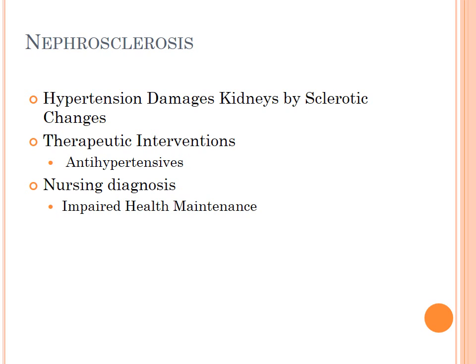Nephrosclerosis is when there's scarring, hardening of the kidneys, hardening of the arteries, and therefore damage of the kidneys due to those changes. So interventions are related to trying to decrease the pressure because of the decrease in blood flow to the kidney.